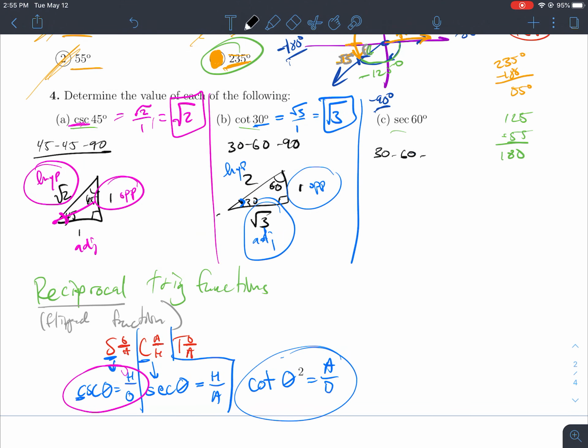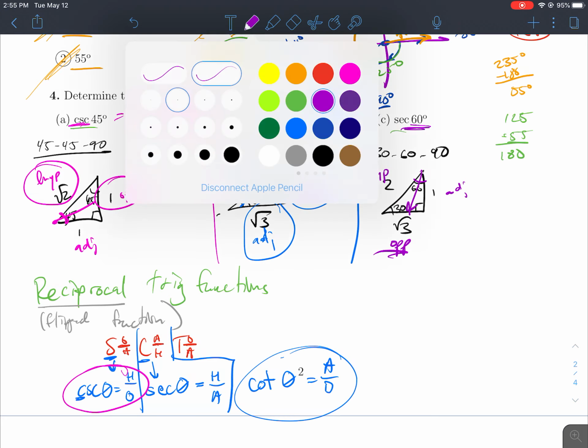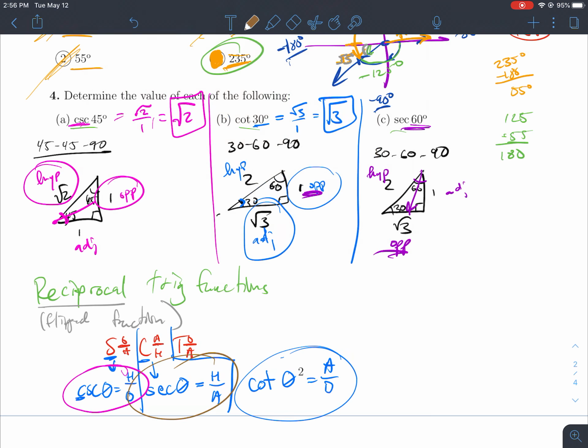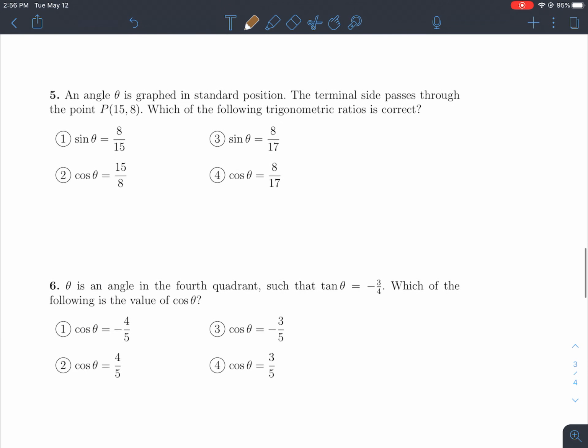Secant 60 is going to be the same triangle. 30, 60, 90. 1, 2, square root of 3. But this time, we're focusing in on 60. So this becomes opposite. Notice that this was opposite, now this is, because we changed our focus angle. This is the adjacent, this is the hypotenuse. Secant 60 is going to be hypotenuse over adjacent. 2 over 1, which is just 2. Cool. All right, reciprocal trig functions, all done.